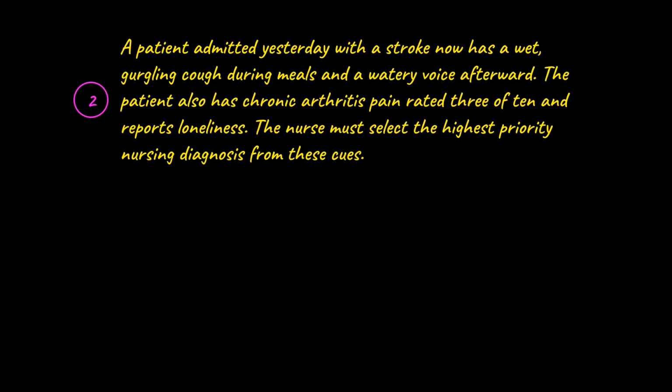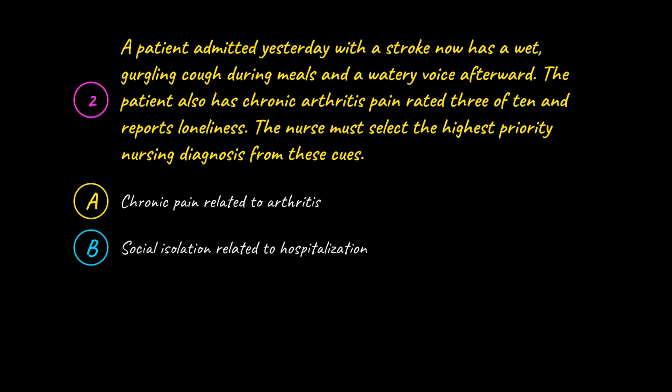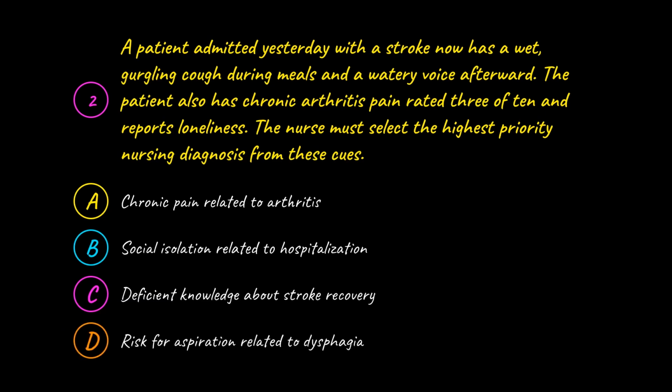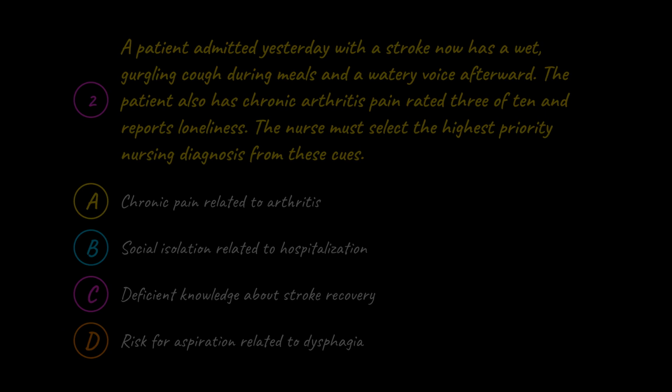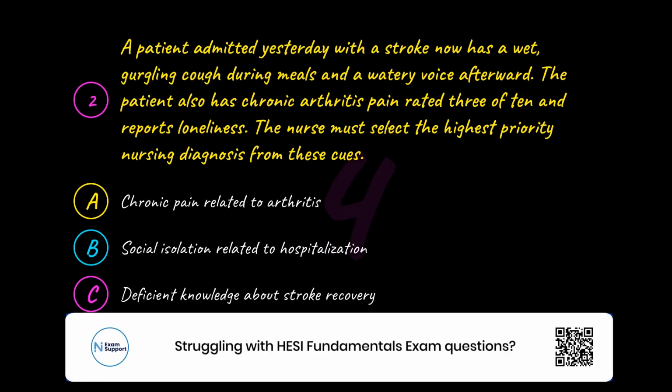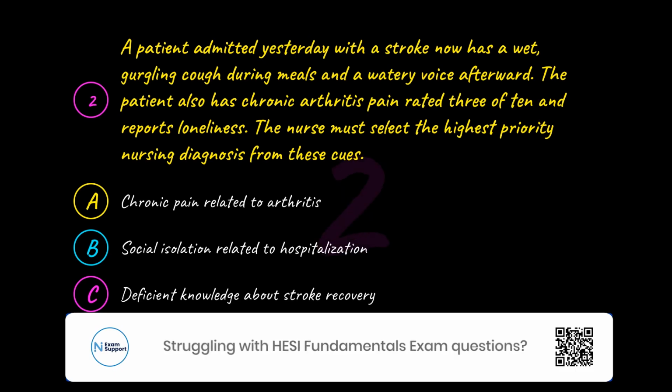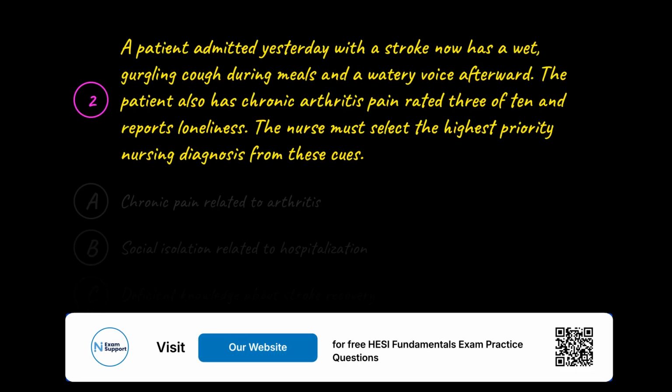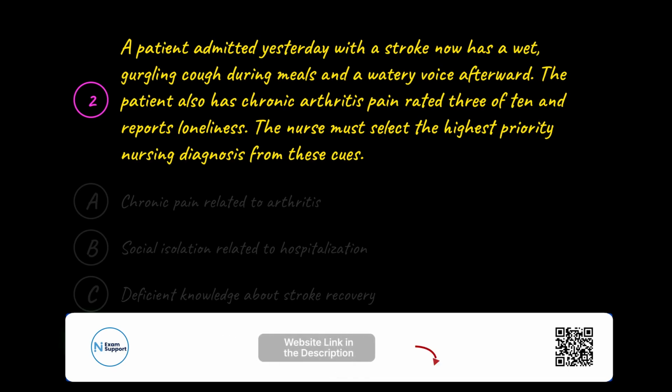Your options are: A. Chronic pain related to arthritis. B. Social isolation related to hospitalization. C. Deficient knowledge about stroke recovery. D. Risk for aspiration related to dysphagia. Take a second. Which answer would you pick? The correct answer is D. Risk for aspiration related to dysphagia.